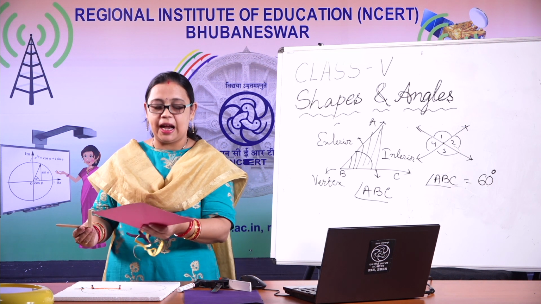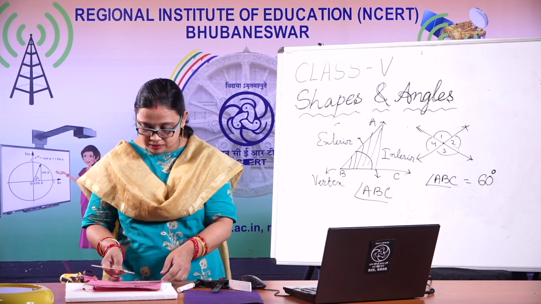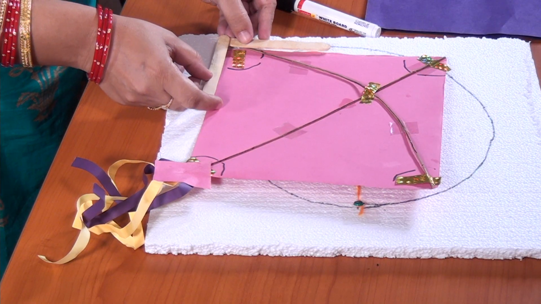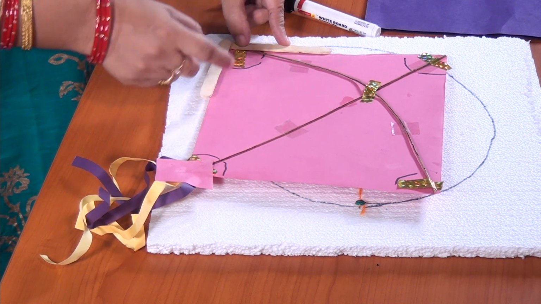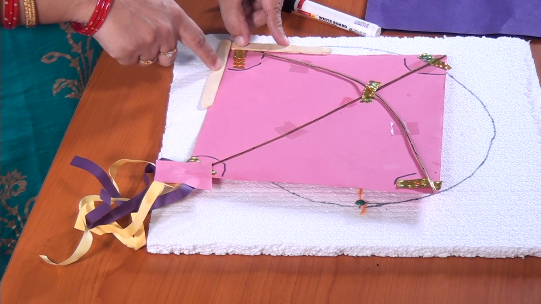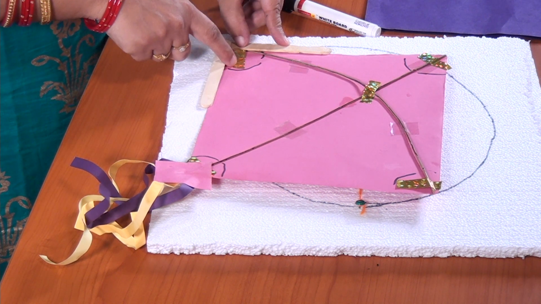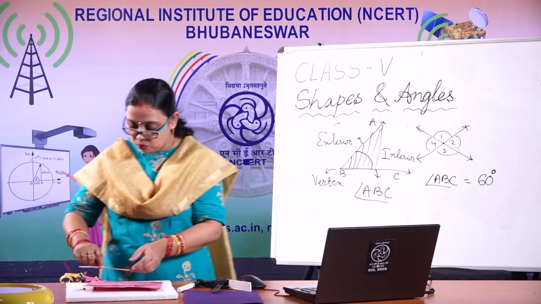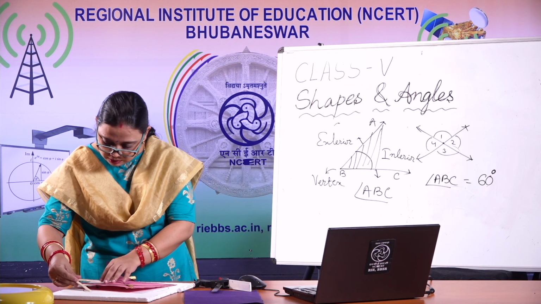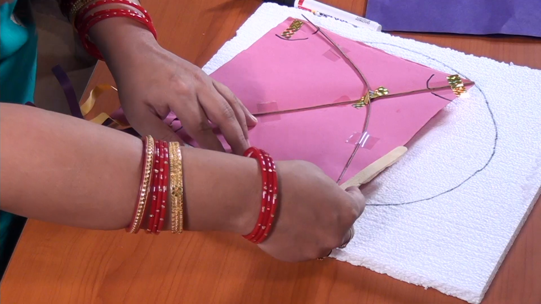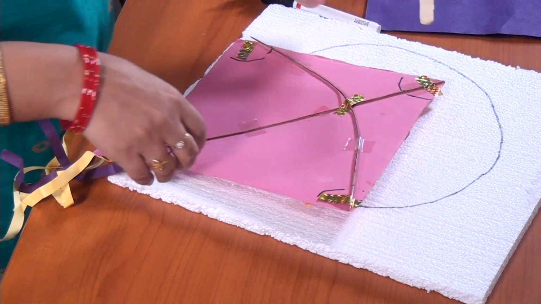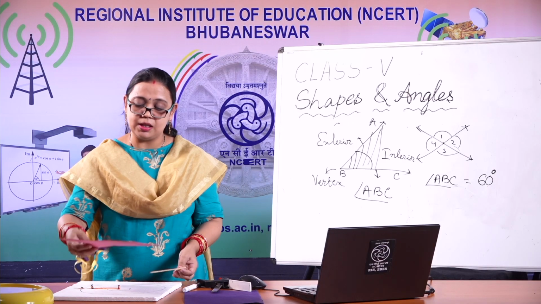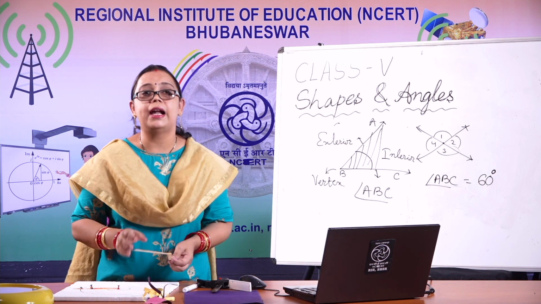See, I have a kite here, let us check. So what do you observe? This is exactly equal to 90 degree. So this is a right angle. Now what about this angle? This is also right angle. This is also right angle. So all the four angles of this kite are right angle.